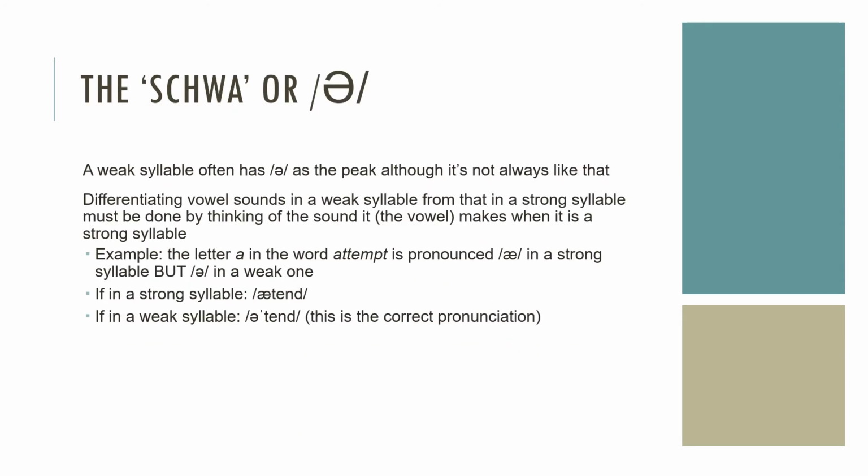Let's talk about the vowels that can be the peak of weak syllables. A weak syllable often has schwa as the peak, although it's not always like that, but most syllables have schwa as their peak.